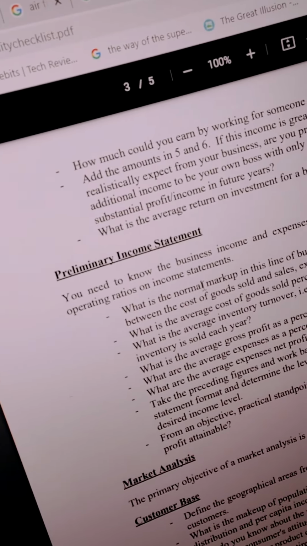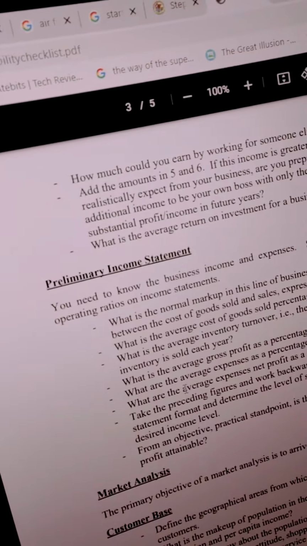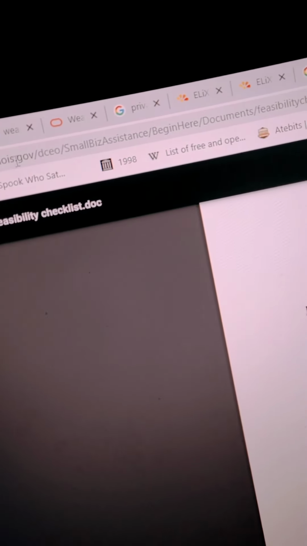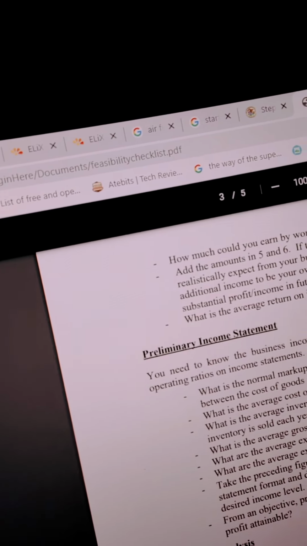Y'all can read this too. It's a feasibility checklist. You just put PDF and you'll find it. But then you can put Illinois too, because this one's from Illinois Small Business Assistance.